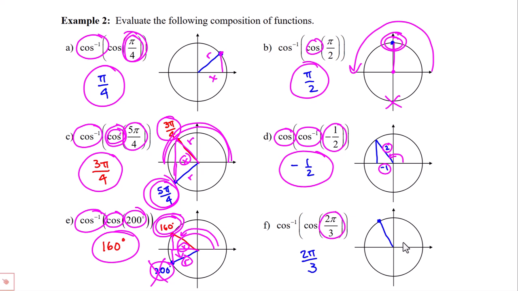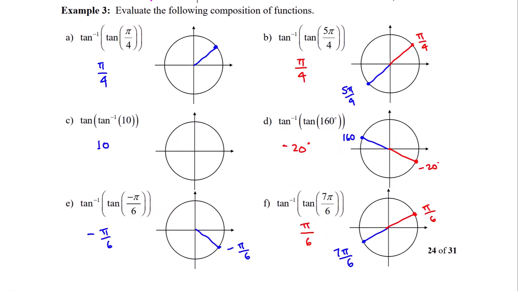2 pi over 3 is a second quadrant angle. Cosine of that is some x over r, but ultimately I want the angle that got me here, and this angle is acceptable for inverse cosine. Remember, inverse tangent, like inverse sine, has to be between the first and fourth quadrants, but it's between negative pi over 2 and pi over 2.